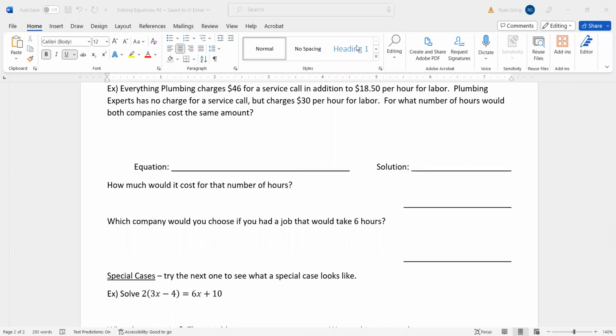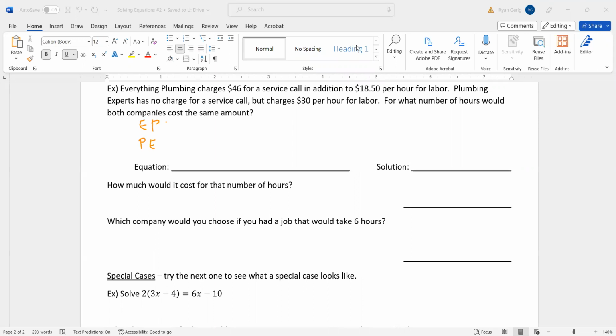Everything Plumbing charges $46 for a service call, in addition to $18.50 per hour for labor. Plumbing Experts has no charge for a service call, but charges more, $30 per hour for labor. For what number of hours would both companies cost the same amount? So we want to write basically two expressions, one for Everything Plumbing and one for Plumbing Experts.